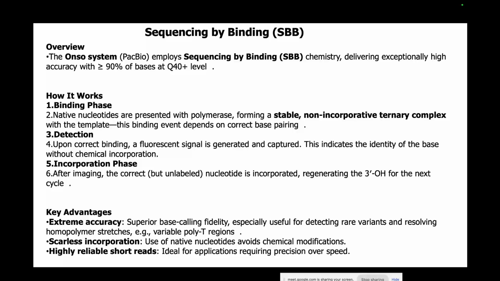Here you're doing native nucleotide incorporations, but before that you are incorporating a complex ternary complex from which you can determine what base was there. But then while doing the synthesis, you're using normal nucleotides. So the incorporation is also very seamless. And obviously, if you are doing something that requires very high precision, sequencing by binding is a better technique to use compared to a sequencing by synthesis technique.